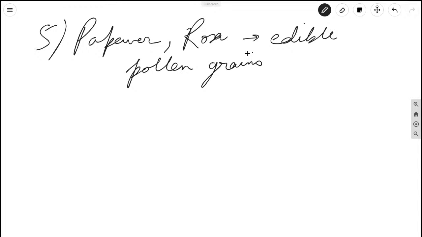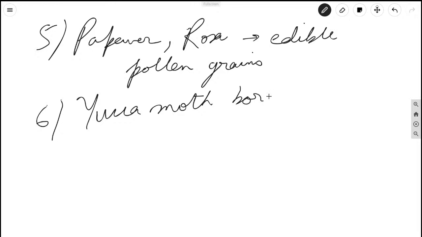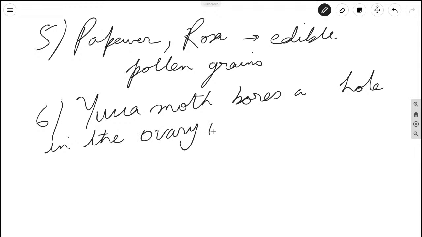Okay, so all these things keep on happening in yucca moth. What happens is the yucca moth bores a hole in the ovary of yucca flower. Very, very great concept this is. Yucca moth bores a hole in the ovary of yucca flower. A great example I'm giving you.